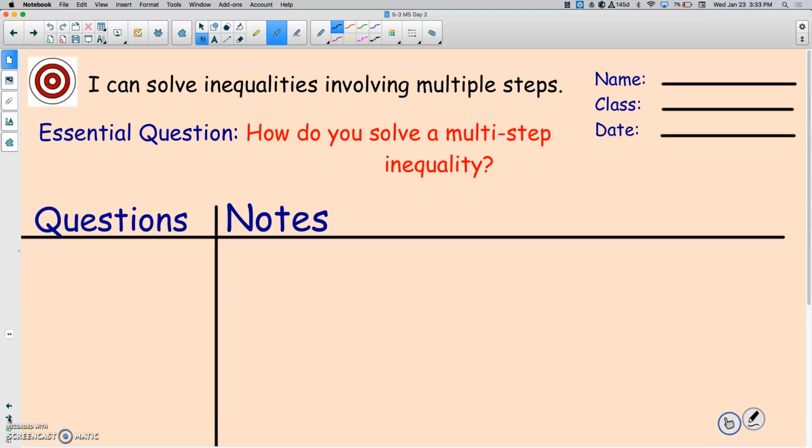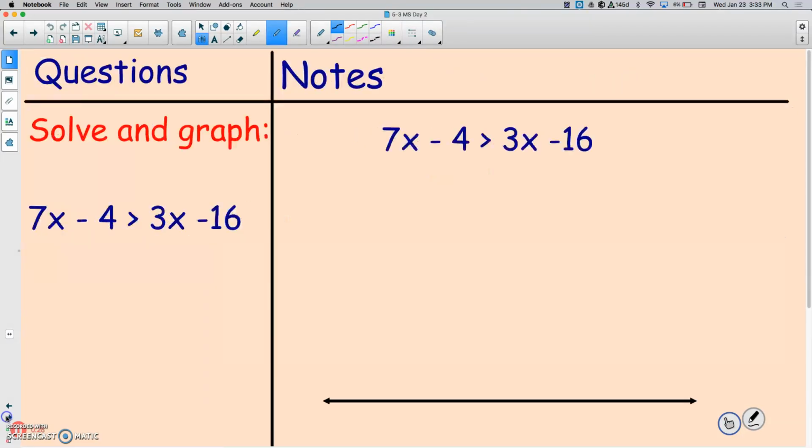Lesson 5.3, Day 2. Our learning target today is I can solve inequalities involving multiple steps. Our essential question says, how do you solve a multi-step inequality? So with the essential question, we're focusing on what step you need to do and in what order, how you figure that out when you look at an inequality.